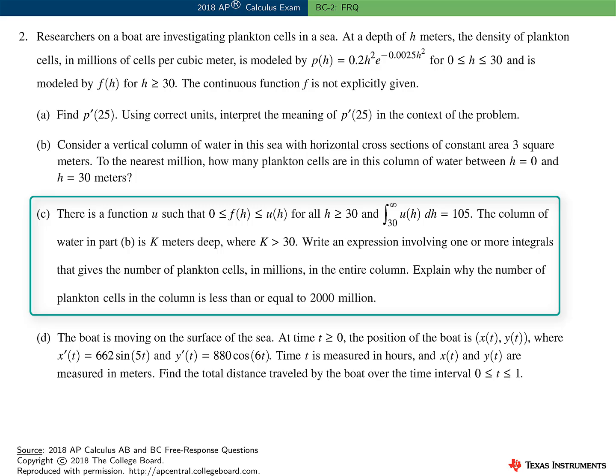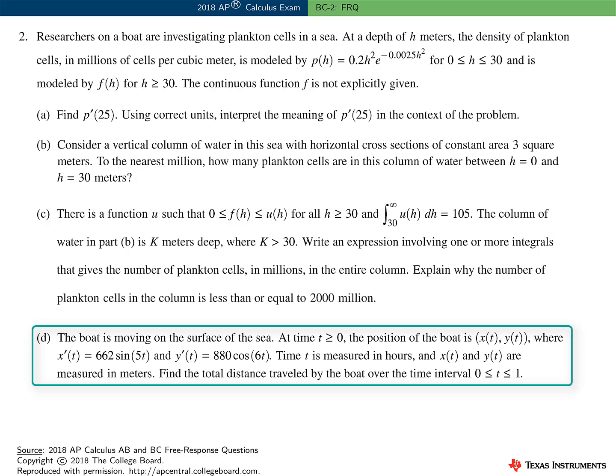And we need to write an expression involving one or more integrals that gives the number of plankton cells in the entire column. And we need to explain why the number of plankton cells in this column is less than 2,000 million. In part D, information about the position of the boat is given, and we need to find the total distance traveled by the boat over the interval 0 to 1.